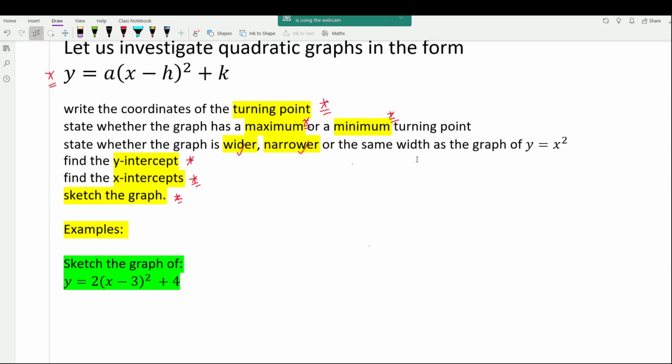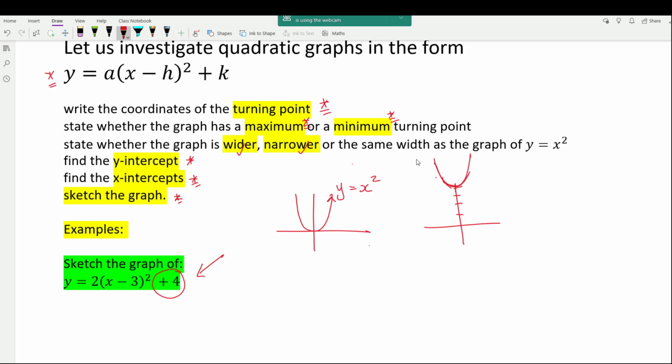So our first example, straight away, I can tell that this graph is going to translate 4 units up. So if we have y equals x squared like so, I know that this graph here, because of the plus 4, is going to go up 4 units in the y direction. So it's going to go 1, 2, 3, 4. It's going to go up, and it might look something like that. So that's one of the transformations. It's translated 4 units up.